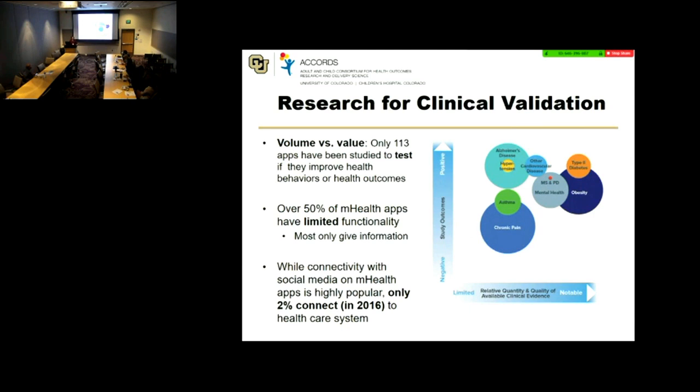Over half of the things that are out there have fairly limited functionality. Most of them just present information and don't engage in other ways. It might contribute to that median number of times things are being used being 1, because people are interested in things that do more than that. And while connectivity and social media are very popular, it's more challenging to connect solutions, whatever they may be, to the electronic health record, to electronic medical, to clinical systems, and to the healthcare system. So these are challenges that need to be overcome, or at least need to be understood when you're proposing to do this kind of work.